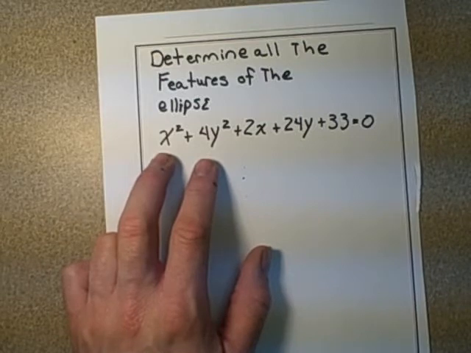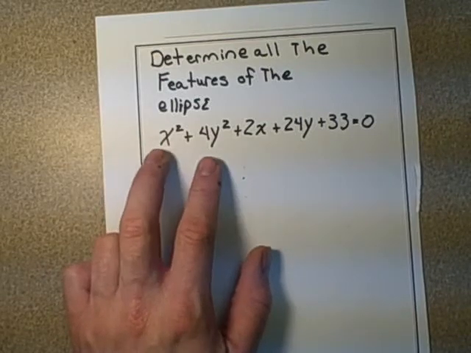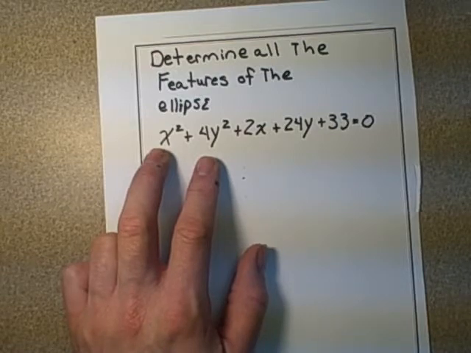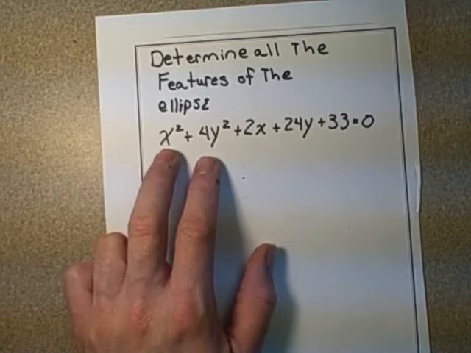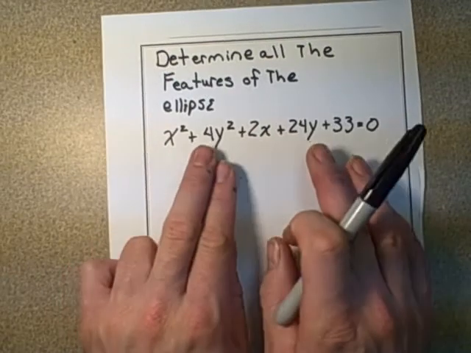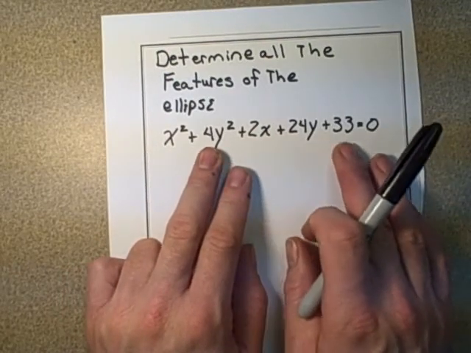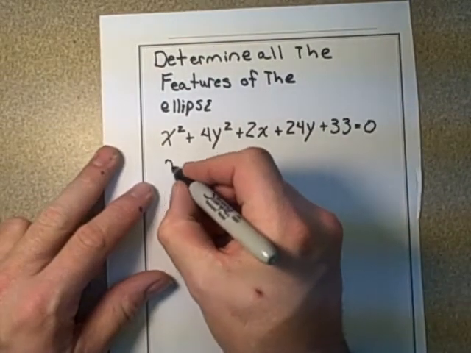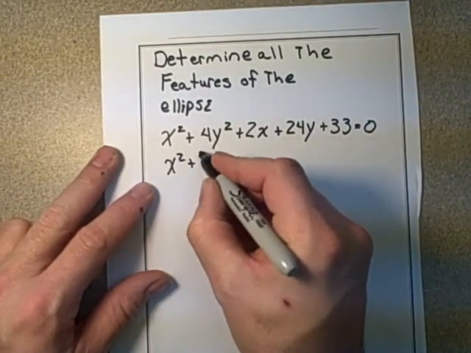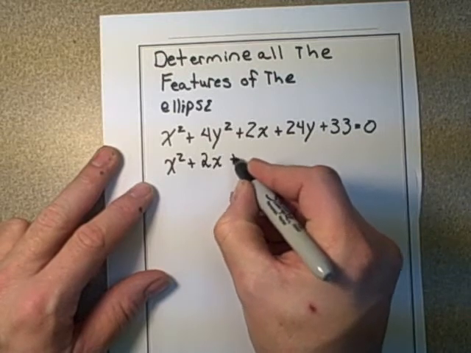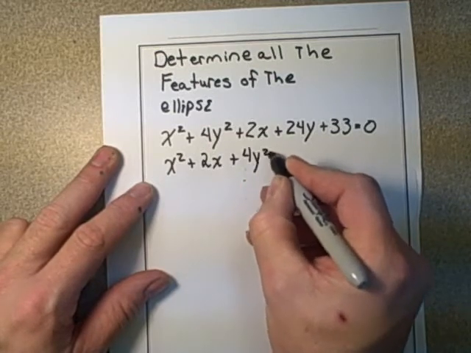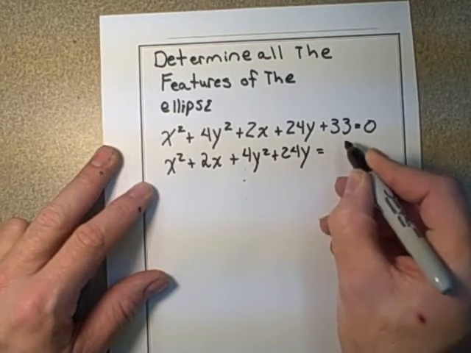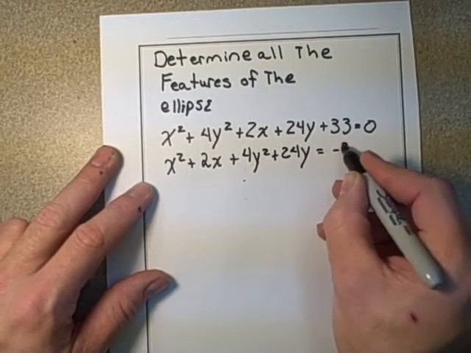So how do we determine the ellipse's features? Well, we have to put it into standard form. So what we have to do then is we have to take the x and the x squared, put them together, take the y squared and y, put them together, and move the 33 over to the other side. So that's what we'll do first. So you go x squared plus 2x together plus y squared plus 24y. And that's equaling, if we move it over to the other side, negative 33.